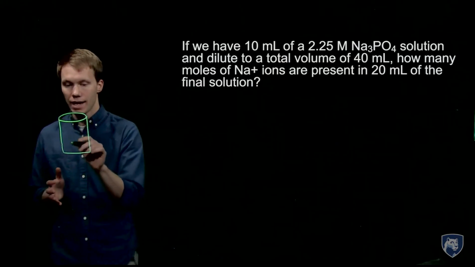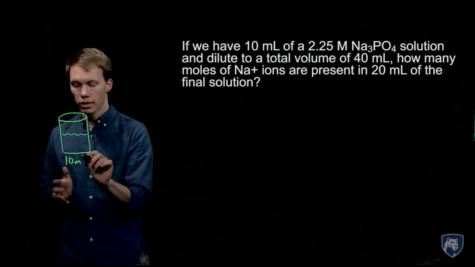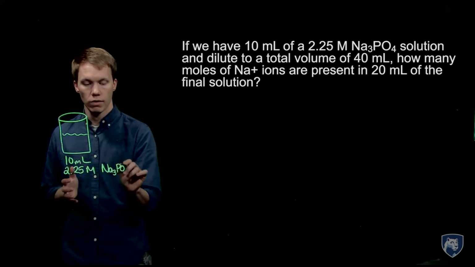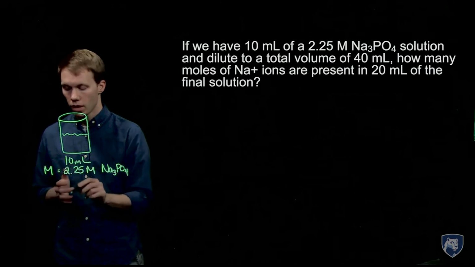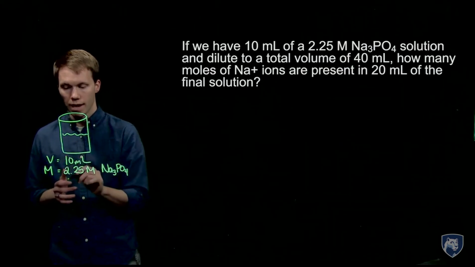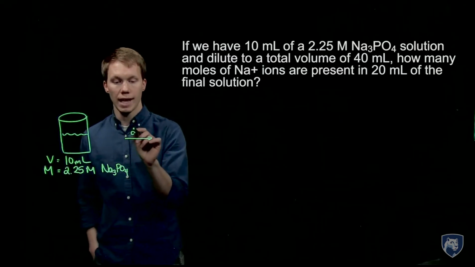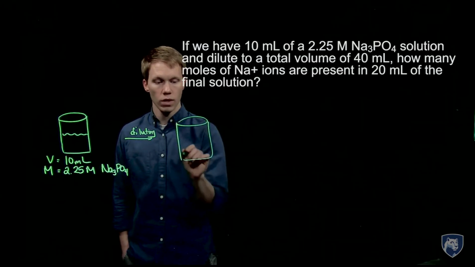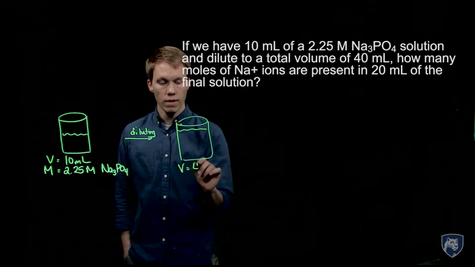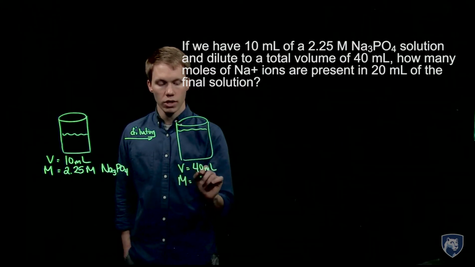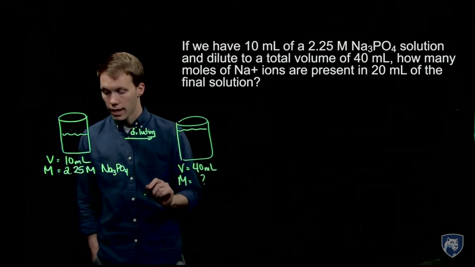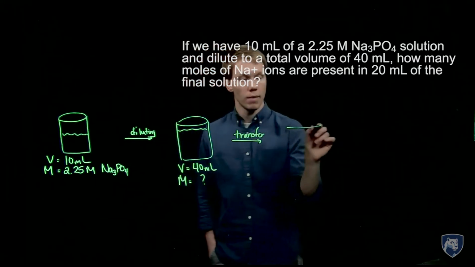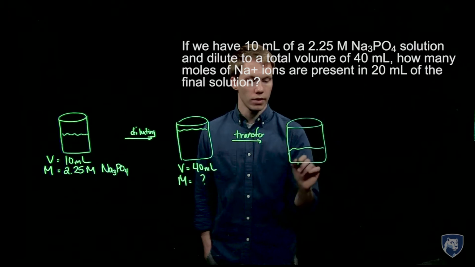So if we have a solution here, we have 10 mL, and it's 2.25 molar sodium phosphate, Na3PO4. And this is my concentration. Okay? And the volume, like we said, is 10 mL. We are diluting that to 40 mL. So now I have more solution in my beaker, the volume is 40 milliliters, and my new concentration is unknown here. Okay, and then I transfer some of that to a new container. I transferred 20 mL of that.